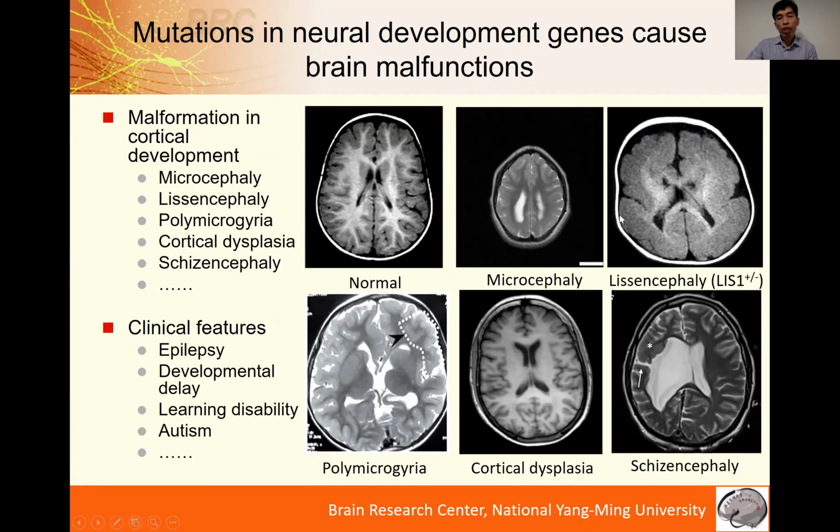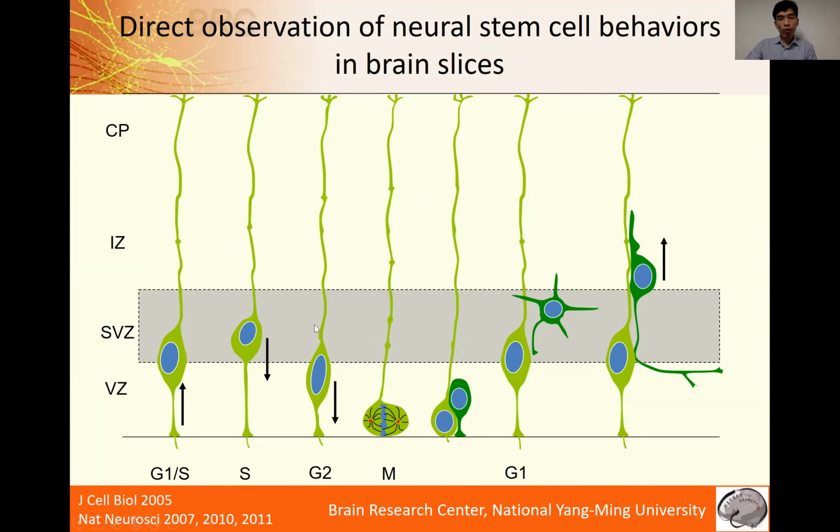So I was really interested in these kind of brain developmental disorders as a PhD student, and now as a PI. These patients also suffer from a lot of problems clinically. For example, epilepsy, developmental delay, learning disability, and autism. And I'm sure I don't have to go through this slide.